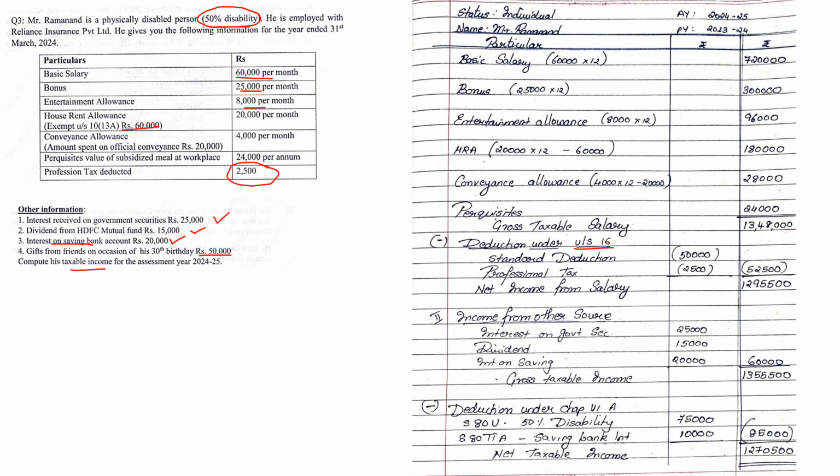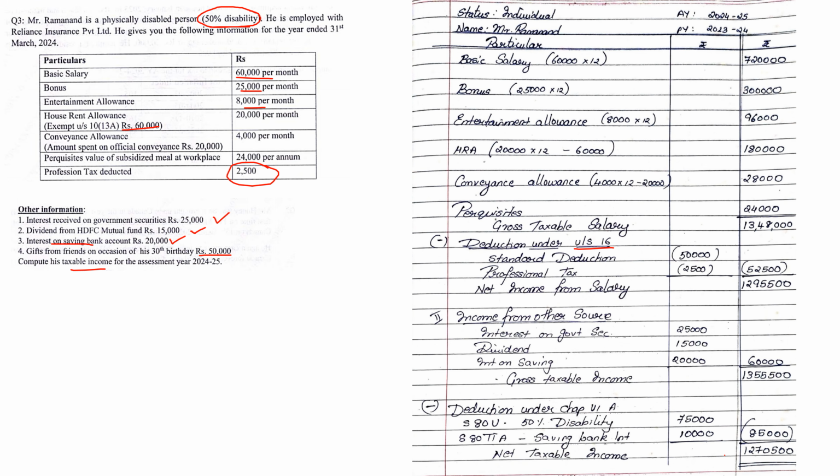This is how you all had to solve the sum based on total computation of salary, other source, and deduction. Okay, you all can go through it once. I hope everyone has understood that this was question number 3.